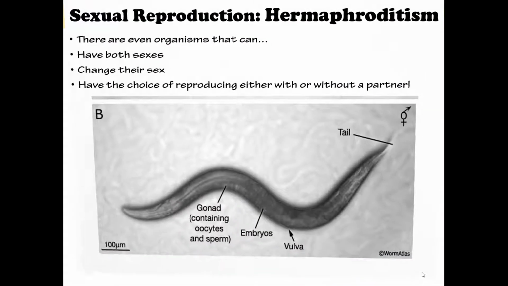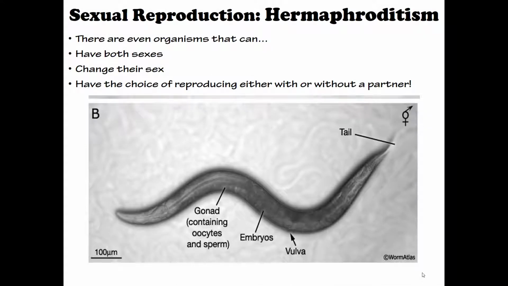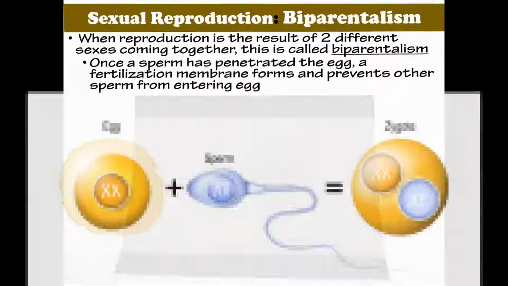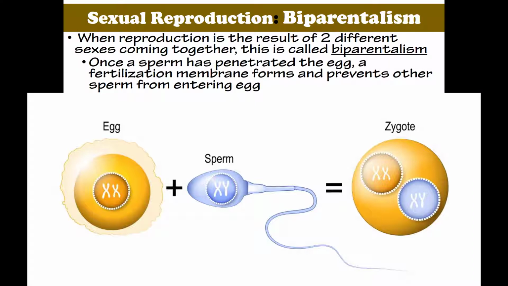There are even organisms that can have both sexes, or change their sex, or even have the choice of reproducing with or without a partner. When reproduction is performed as the result of 2 different sexes coming together, this is called biparentalism. When a sperm has penetrated the egg, a fertilization membrane forms, which prevents other sperm from entering the egg.